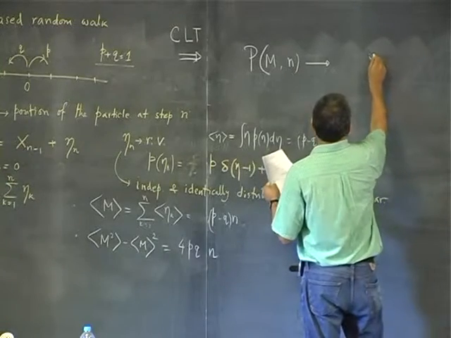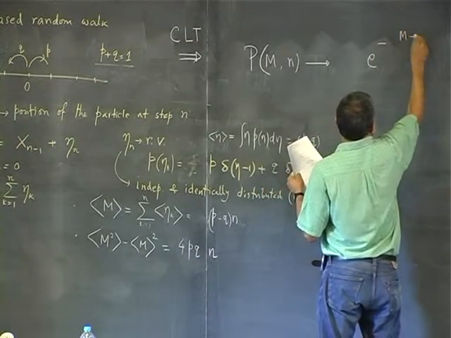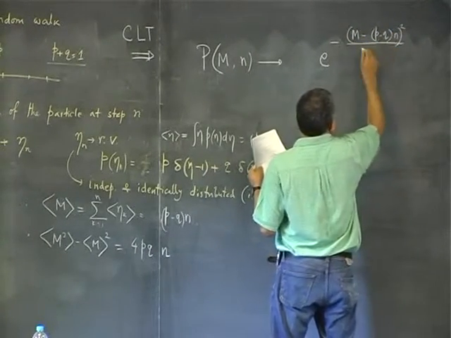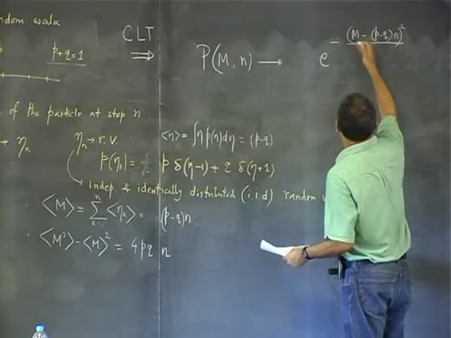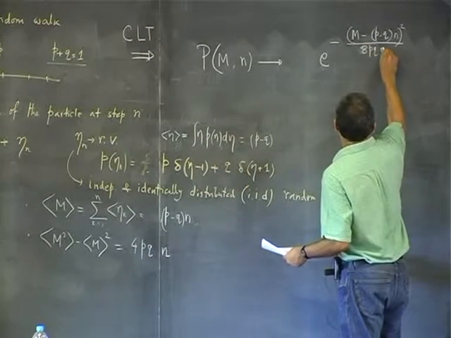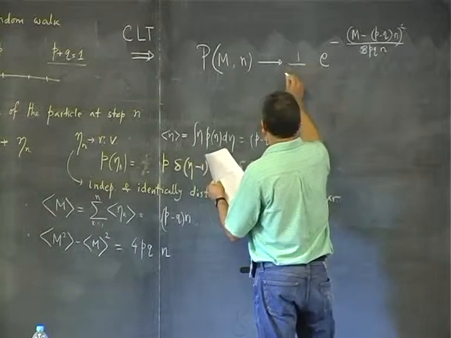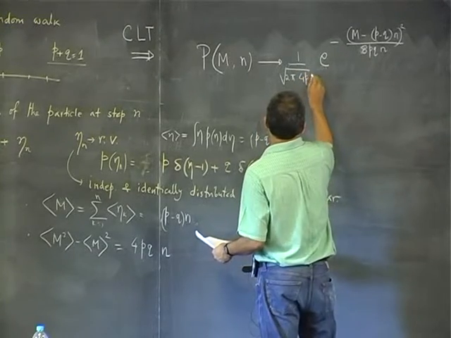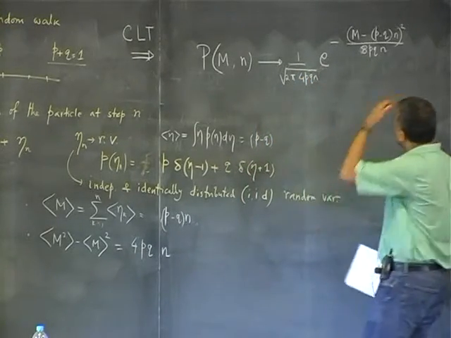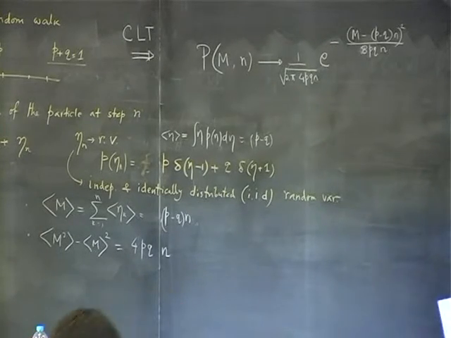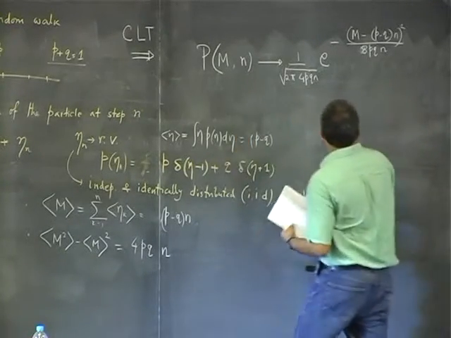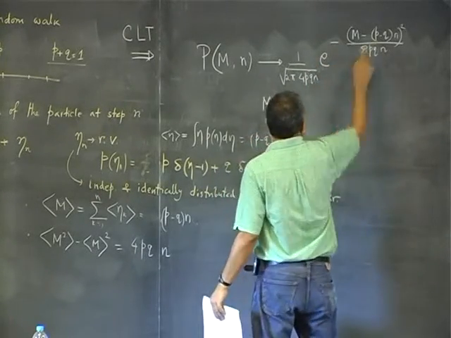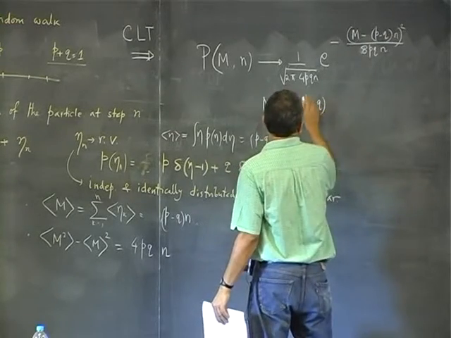Therefore, it should go to e to the power minus (m minus (p minus q) n) squared divided by 2 times the variance. So therefore, it's 8pqn. And you have this factor here, which is 2 pi times the variance, 4pqn. But is it true for all values of m? No. Another way of writing this is to say that this random variable m goes to its value (p minus q) times n.